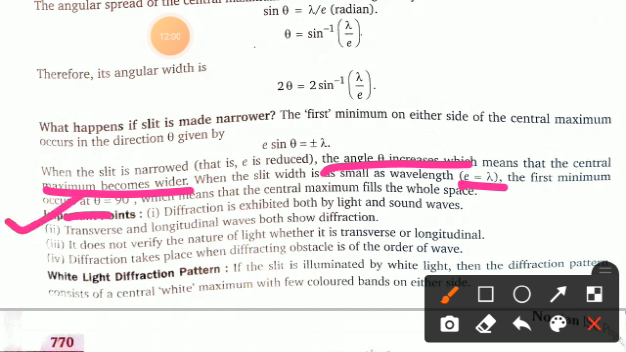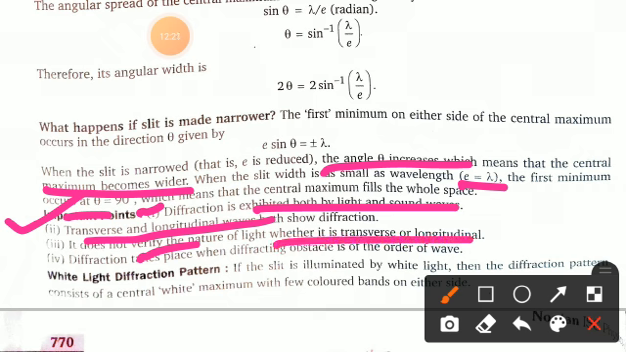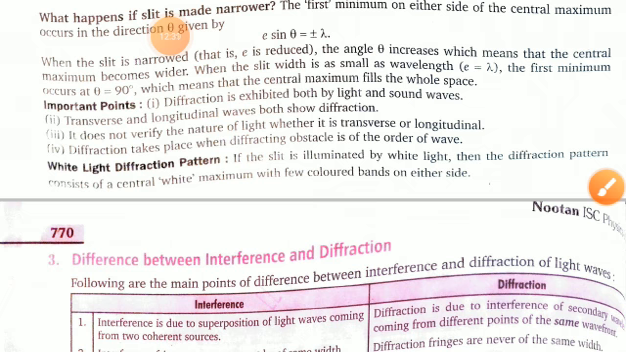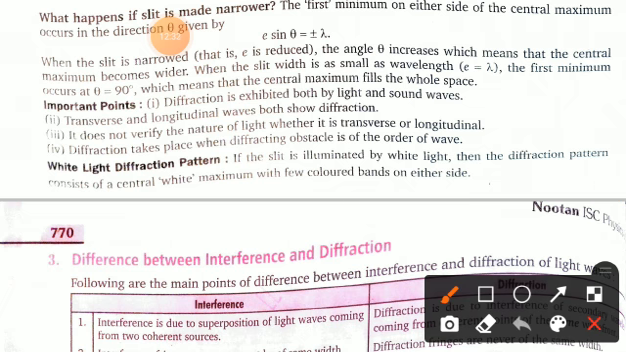Now there are a few important points. Diffraction is exhibited by both light and sound waves. Clear? Transverse and longitudinal waves both show diffraction. The third one, it does not verify the nature of light, whether it is transverse or longitudinal. The fourth one, diffraction takes place when the diffracting obstacle is of the order of the wavelength. Now the white light diffraction pattern: if the slit is illuminated by white light, then the diffraction pattern consists of a central white maximum with a few colour bands on either side.